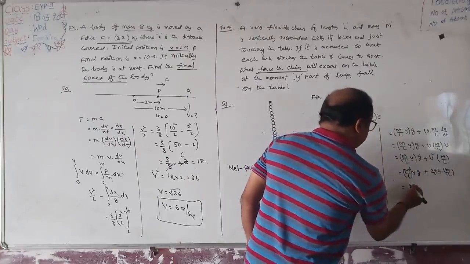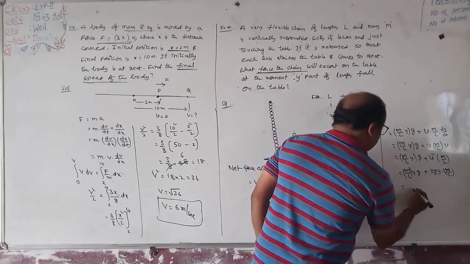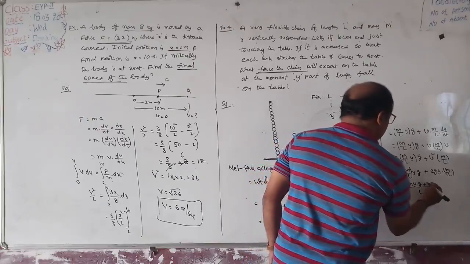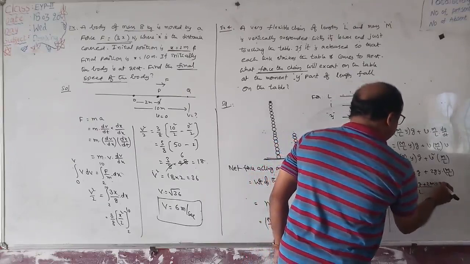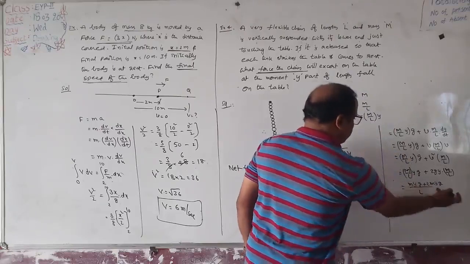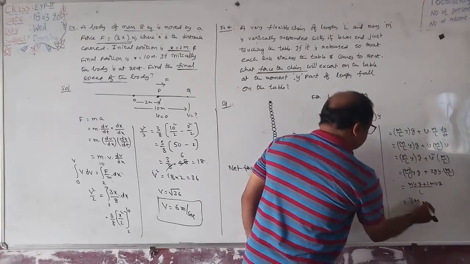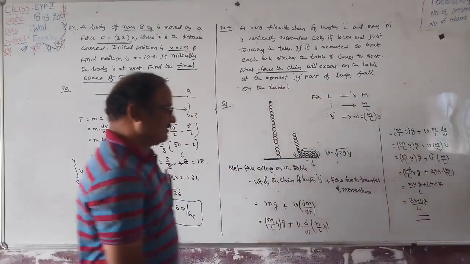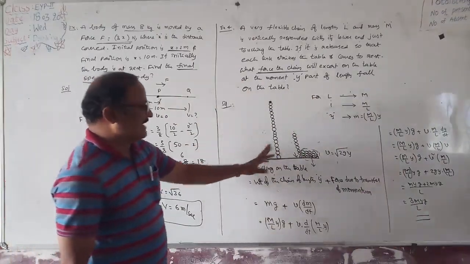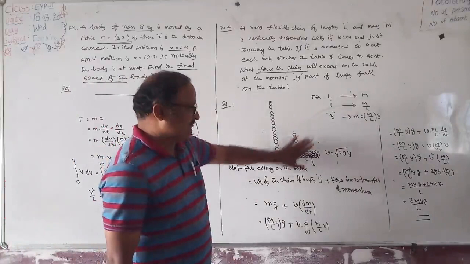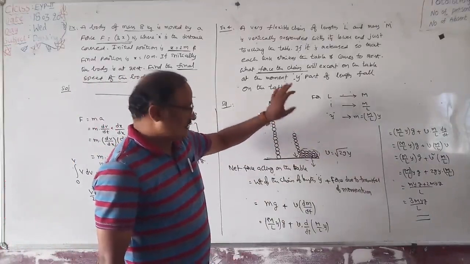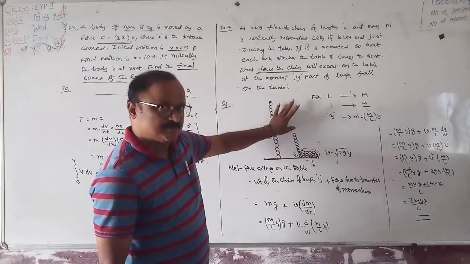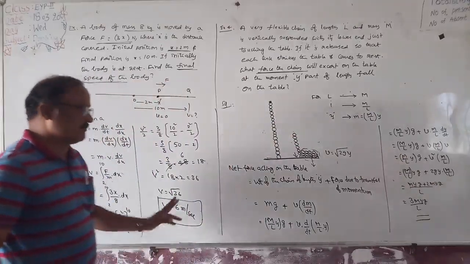So on taking common, the LCM is L. M y g plus 2 M y g, so the value is 3 M y g by L. That is the formula for the total force exerted on the table by the chain. Very important for mains level and also advanced level. No need for NEET level, right? Note this formula.